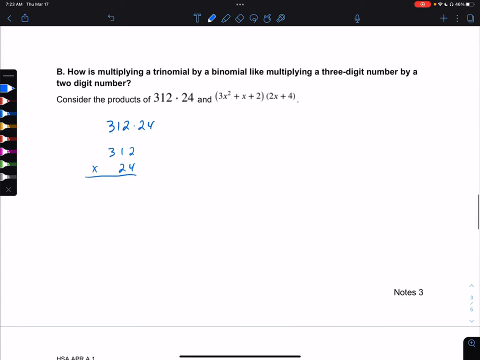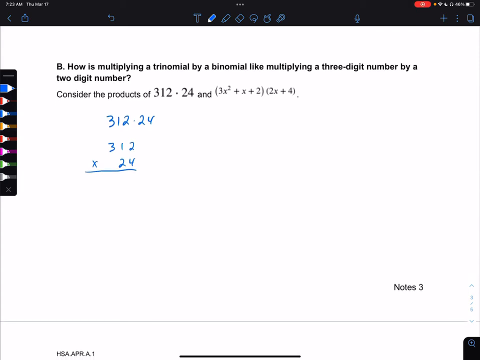So what you would do is you would take the 4 and multiply it by the 2, the 1, and the 3, right? So you get 8. 4 times 1 is 4. 4 times 3 would be 12. And then we have a placeholder for 0 because we're multiplying by the tens unit now. So that was the 4 times each one of those. Now we're going to look at the 2 times each one.